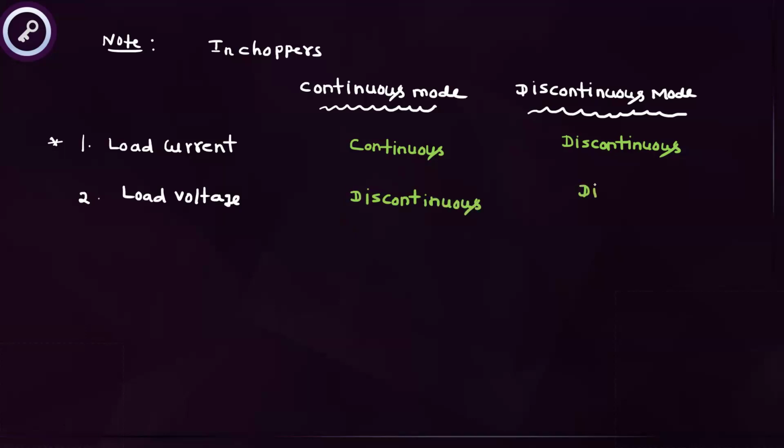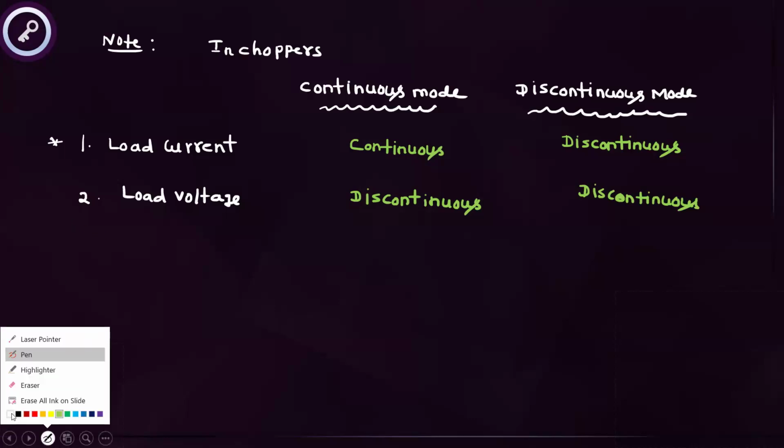Here also discontinuous. In continuous mode, load voltage is discontinuous. In discontinuous mode also, load voltage is discontinuous because it is a variable voltage.